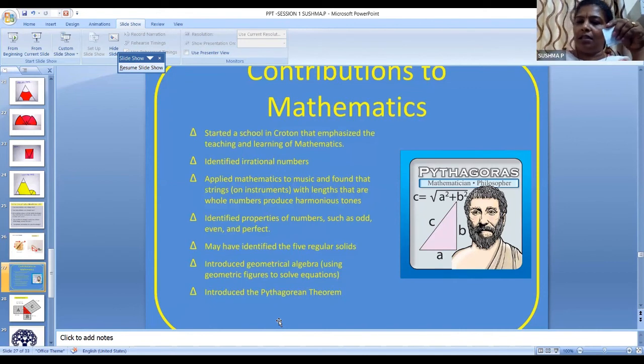Okay, these are the check sheets. I don't know where I'm showing. I'm not able to see whether you are able to see or not. Are you able to see? Yes, ma'am. You can see.